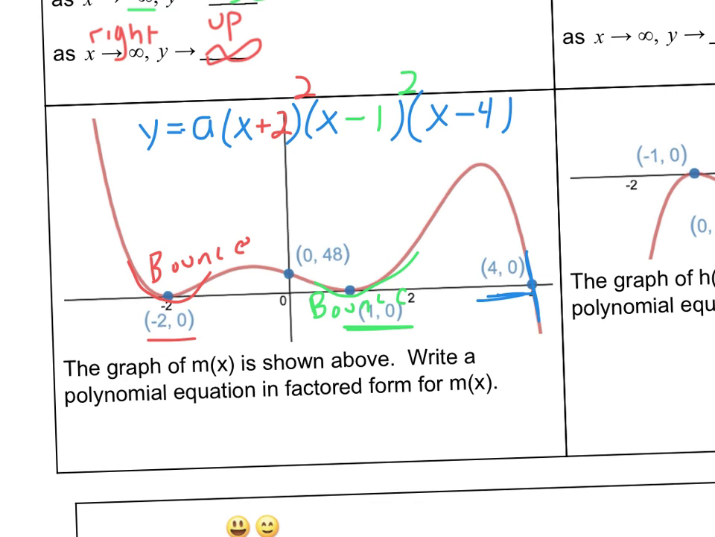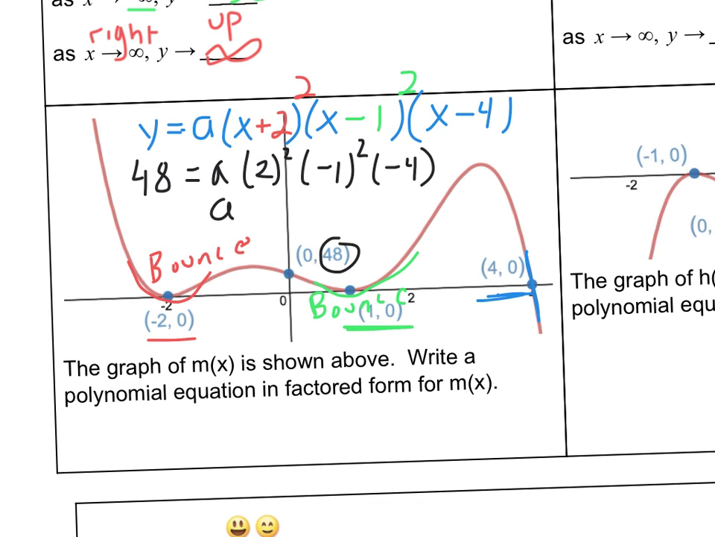You've done most of the work at this point. The last thing you need to do is to use the y-intercept. And we're going to say 48 is equal to a. We're going to plug in 0 for all of our x's. So that's going to be 2 squared, negative 1 squared, and negative 4. That's going to be a times 4 times 1 times negative 4. That's going to be a times negative 16.